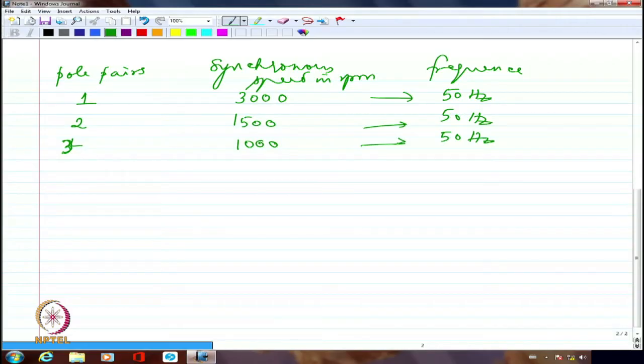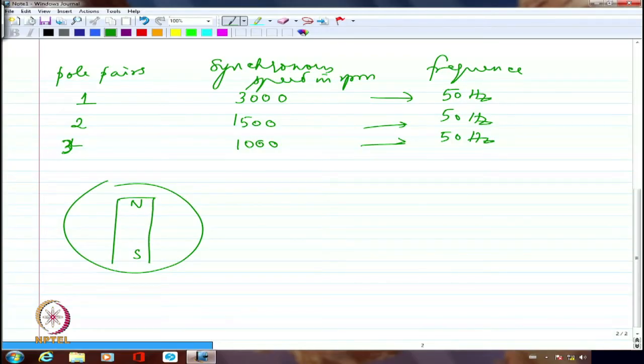Pole pair is, if I am going to have, let us say, a north pole and south pole, which is an imaginary pole. It is not really the actual pole. It is an imaginary pole. So it is as though I am rotating this. So this is 1 pole pair.